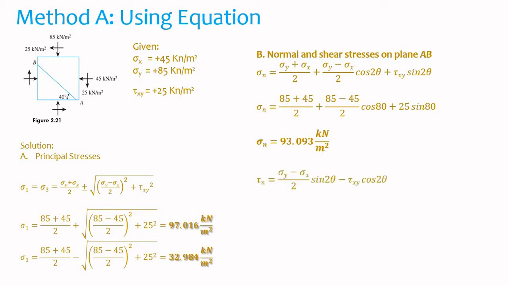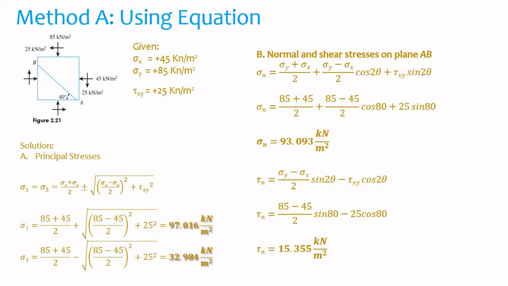Next is to solve for the shear stress. So shear stress is equal to (sigma y minus sigma x) divided by 2 multiplied by sine 2 theta minus tau xy cosine 2 theta. So for shear stress, we substitute it: (85 minus 45) divided by 2, sine of 2 times 40, 80, minus 25, cosine of 2 theta, cosine of 80. So our shear stress is 15.355 kilonewton per meter squared.